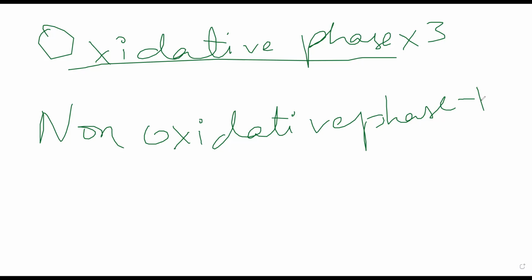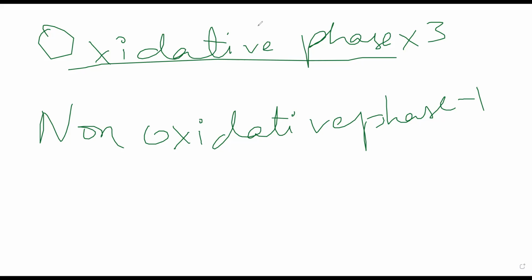In a single HMP shunt pathway from start to end, there are 10-12 reactions. In all of those 12 reactions, you will see that the first half, that is the oxidative phase of the reaction, the whole reaction will occur 3 times because the product that you get at the end of the oxidative phase will be needed 3 times. Okay? The non-oxidative phase will be repeated only 1 time. It occurs only 1 time.